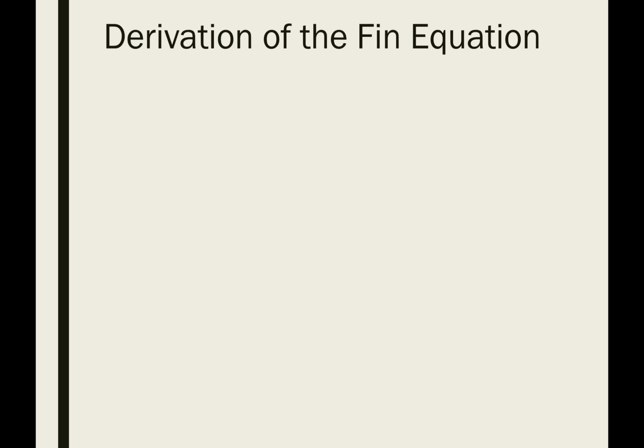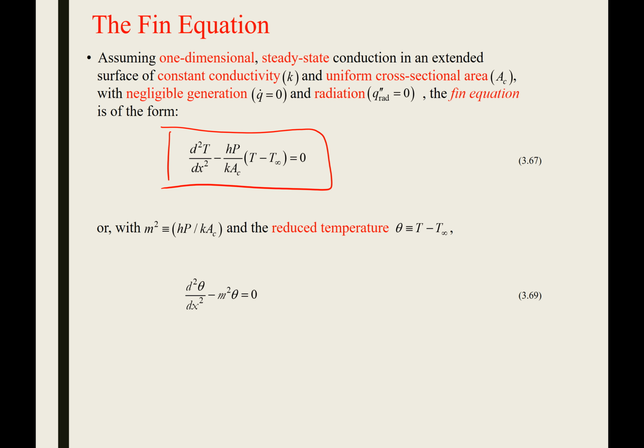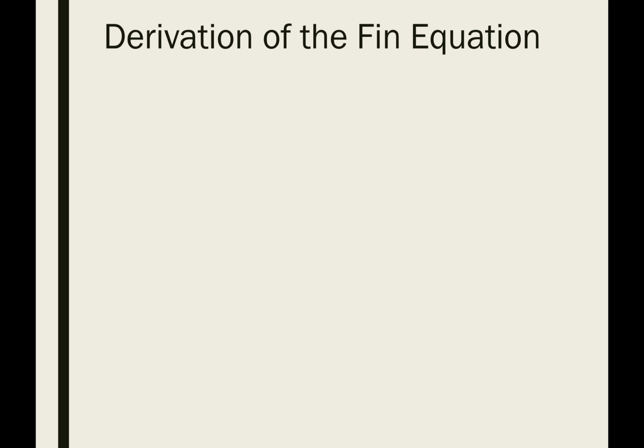So let's say we satisfy all of those assumptions. Again, one-dimensional, and we'll hit on that again. Steady state, constant conductivity, uniform cross-sectional area. I forgot to mention we're also going to neglect any generation and radiation, and that allows us to get to the fin equation that you see there. So the way we'd go about doing that is we would assume that we have some sort of base. So here's our base. Then we've got this long fin sticking out from there.